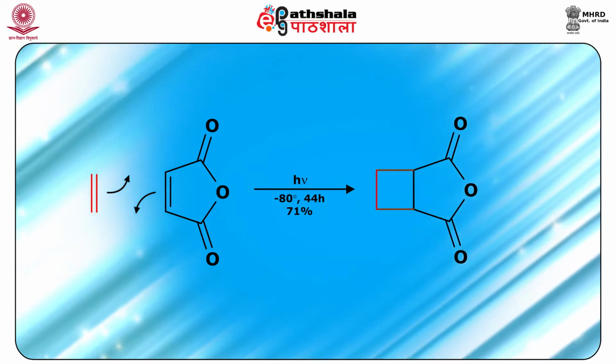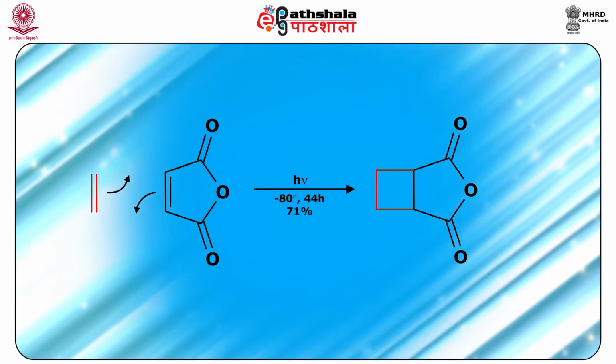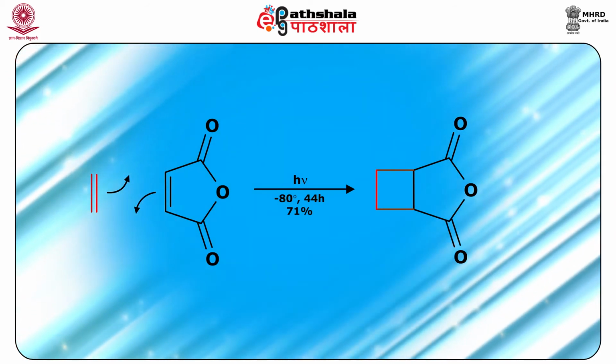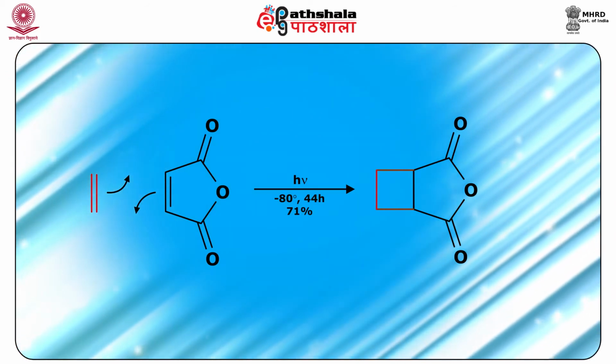For photochemical cycloaddition, if the total number of electrons is 4n, then the cycloaddition is feasible. As a result, alkenes give 4-member rings in photocycloaddition reactions by self-coupling or by cross-coupling.